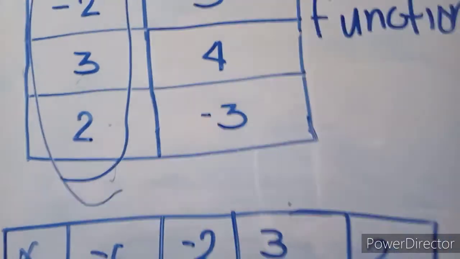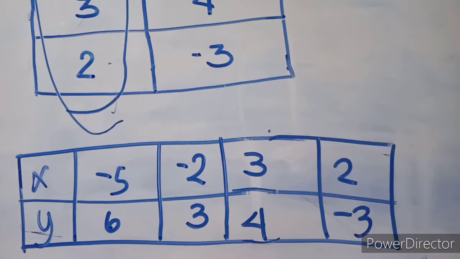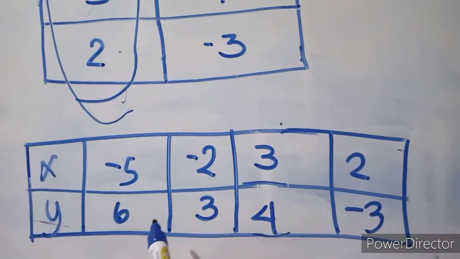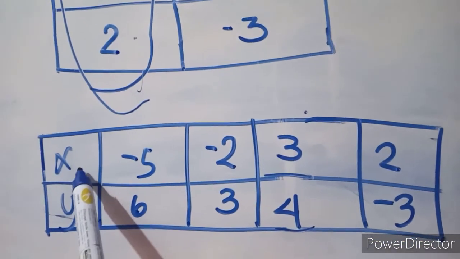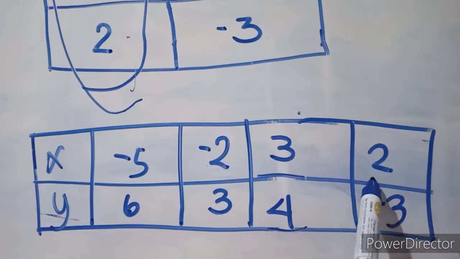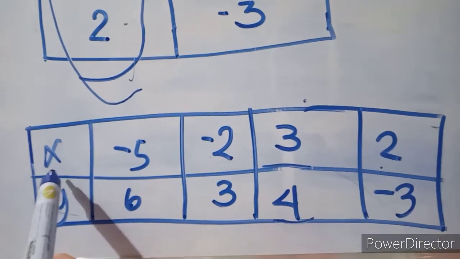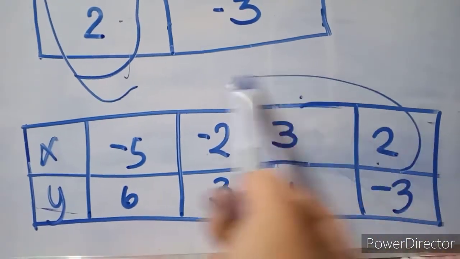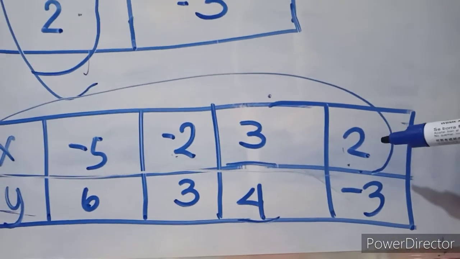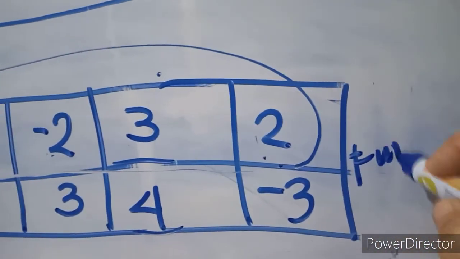Okay, so minsan, ganito yung itsura ng table natin. No, horizontal. So pag ganito naman, same din. How are you going to identify if it is a function or not a function? So you just look at the x elements. We have -5, -2, +3, and +2. So ito lahat ang x natin. So to identify if it is a function or not, ito lang titingnan natin. Kung walang naulit na numero dyan, or element, then that is what we called a function.